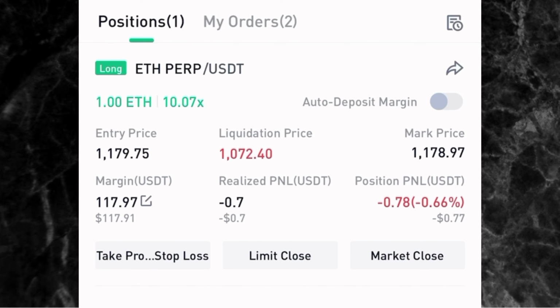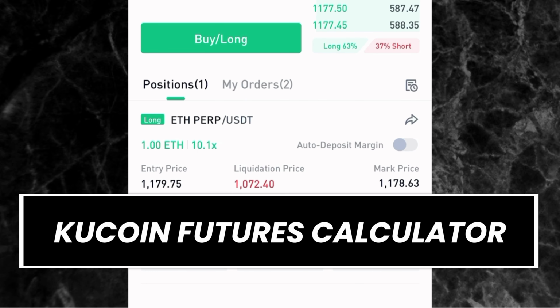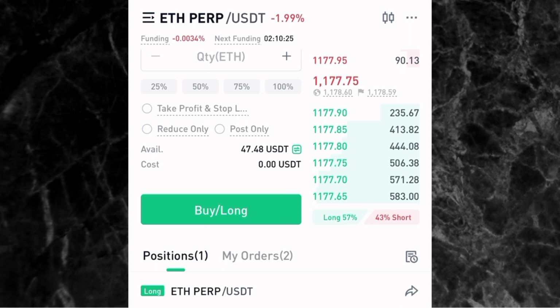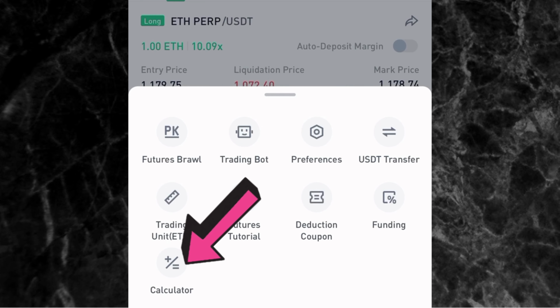Now let's say, for example, you want to end this trade. All you have to do is just come here to where the arrow is pointing to and tap on market close. But I'm going to be leaving this trade for now and I'll be showing you how to use the futures calculator on Kucoin. Now, to use the futures calculator on Kucoin, you come straight to this three dots at the top right corner. And once you tap on it, you tap on calculator right here.